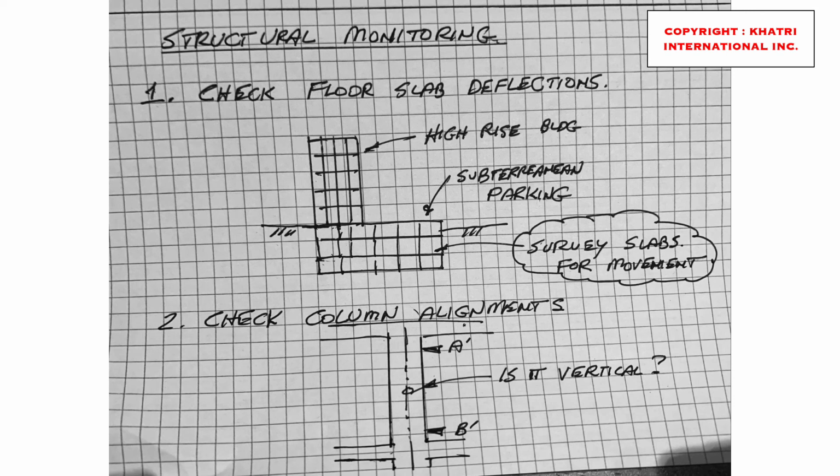And then part two is we will check the column alignments. The column alignments are very important. Obviously, if a column is not vertical or a column is distorting, that's a cause for concern. Now, it could be that those columns were not aligned to begin with. No building is built perfectly straight and square. I understand that, and we have to accept that. But there are tolerance requirements. There are tolerances that we can check it against.